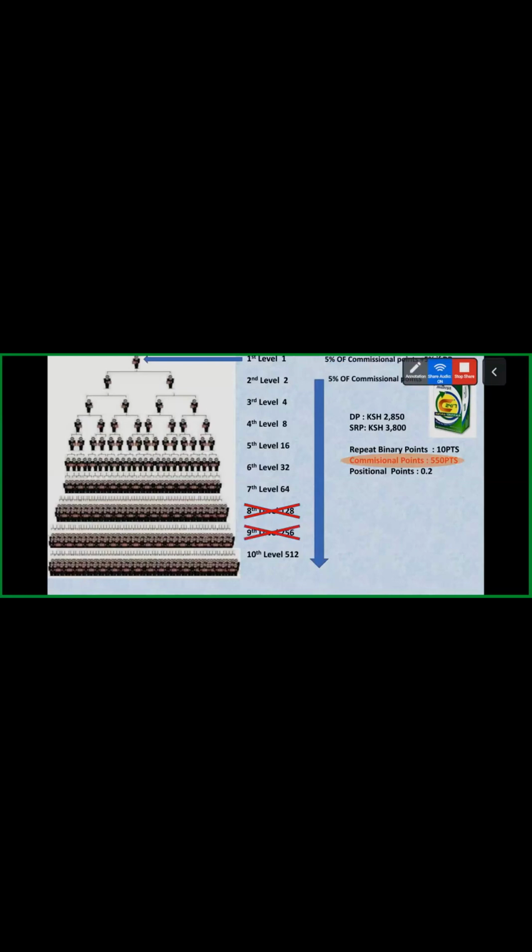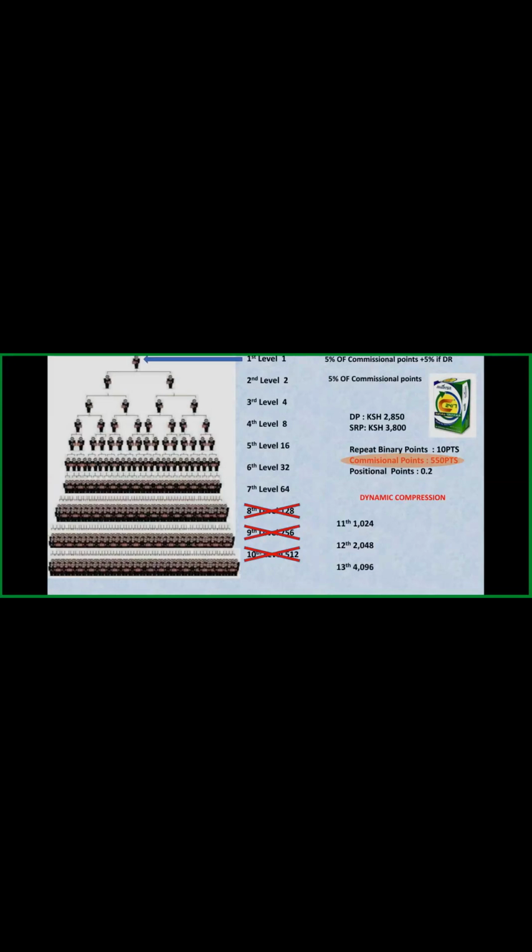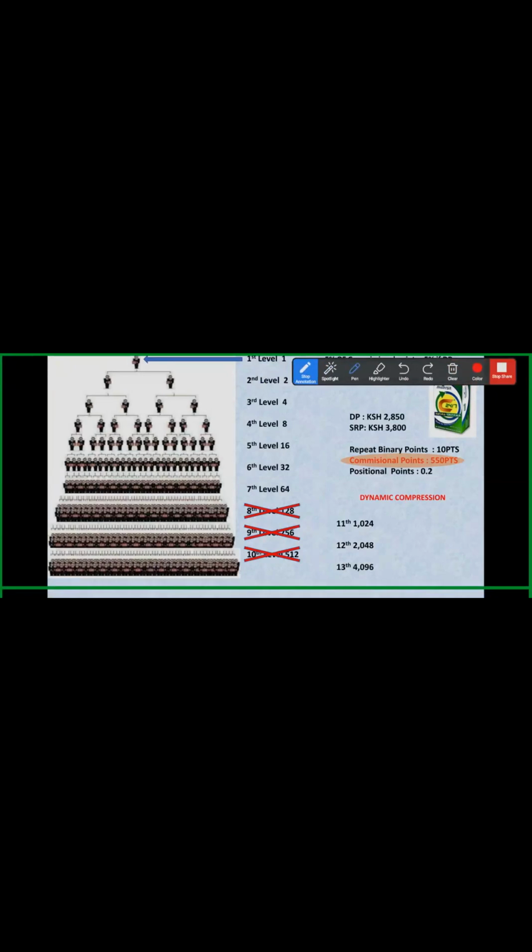Let's say level number 8, level number 9, and level number 10 are empty. So what happens? It goes to level number 11, 12, and 13. Now those levels are picked up and they become the level number 8, 9, and 10. This is called dynamic compression. It makes sure that the levels still go on.